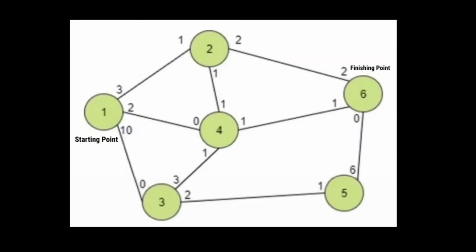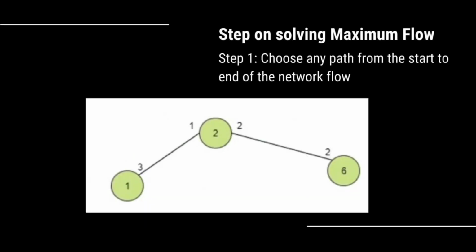First thing to do is let's find our starting point and our finishing point. After finding those 2 points, let us start with step 1. Choose any path from the start to end of a network flow. I chose the 1, 2, and 6 path.